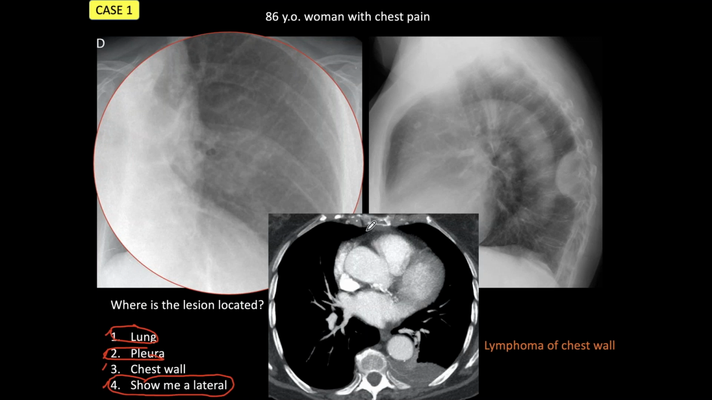Why am I showing you this case? Just to prove that you need a lateral chest film sometimes to interpret faint lesions that are indeterminate in the PA chest radiograph. Let me show you a second case.